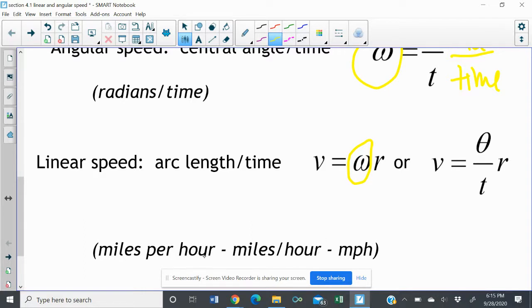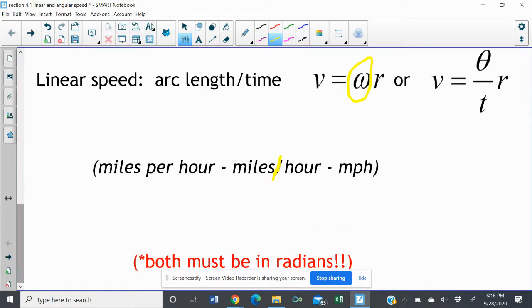Miles per hour, you can write it these three different ways. Miles per hour with the word, this still says per, even though it has that line, or mph, that's miles per hour. Okay, that's the difference between linear and angular. And again, both must be in radians. Very, very important.